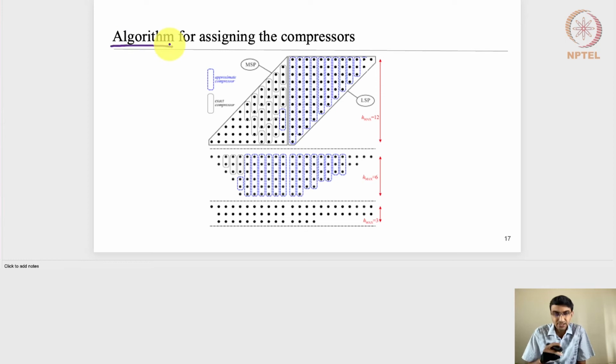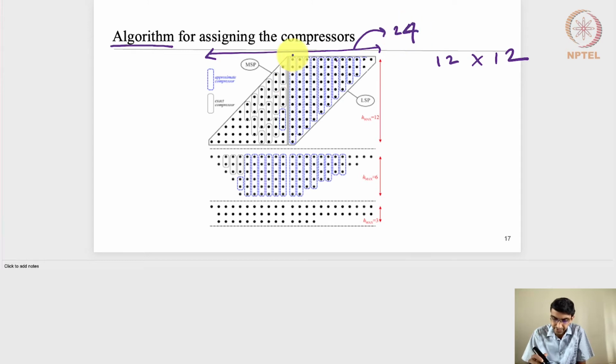So this is a very generic, simple algorithm we'll be using for assigning the compressors. So this is nothing but 1, 2, 3, 4, 5, 6, 7, 8, 9, 10, 11, 12. So we have a 12-bit cross 12-bit multiplier. So overall, I will have 24 columns. So this is 24 columns. And the height here will be nothing but 12. So the first partial product generation stage will have 12.